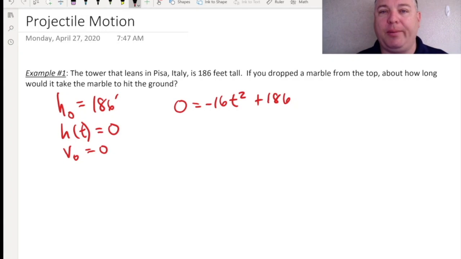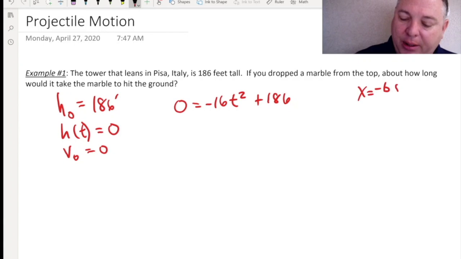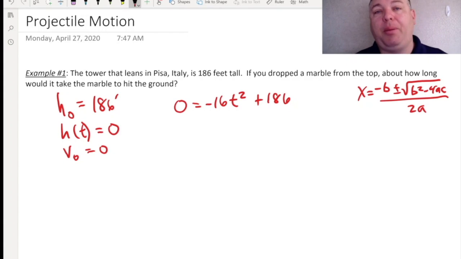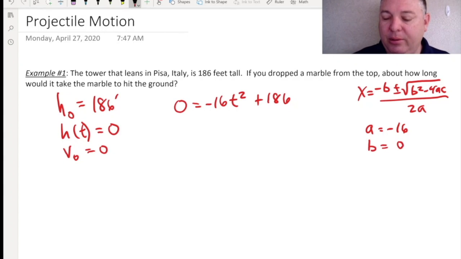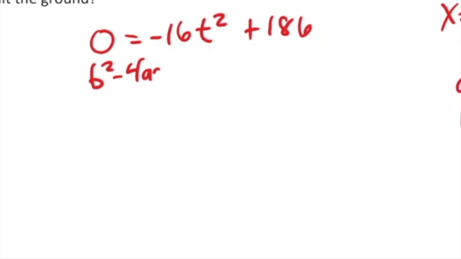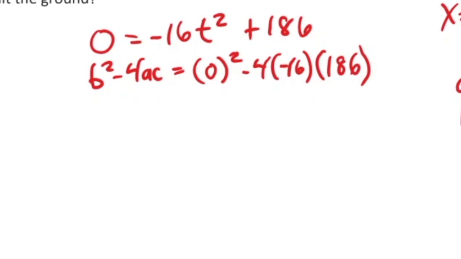I'm going to use the quadratic formula. x equals negative b plus or minus the square root of b squared minus 4ac, all over 2a. Identifying the parameters of the equation, the a value is negative 16, the b value is 0, and the c value is 186. Substitute into the quadratic formula now. First, we'll start with the discriminant, b squared minus 4ac. That would be 0 squared minus 4 times negative 16 times 186.